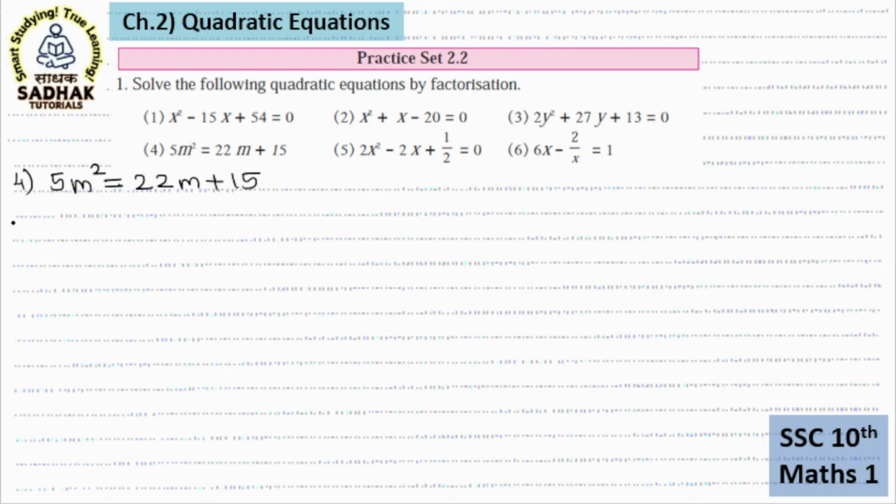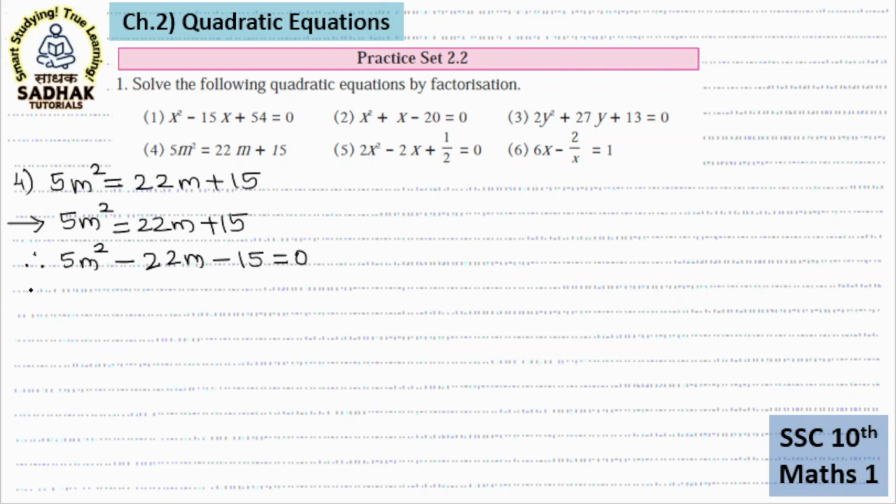So here we can see that the given quadratic equation is not in the standard form. So first let us write it in the standard form. Okay, so 5m square is equal to 22m plus 15. When we write in standard form, it will become 5m square, this 22m, when it comes on the left hand side it will become minus 22m, and this plus 15, when it comes on the left hand side it will also become minus 15 is equal to 0.